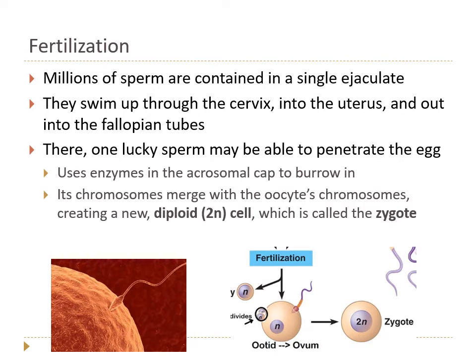Once inside, its 23 chromosomes are going to merge with the oocyte's 23 chromosomes and create this new cell, this diploid cell with 46 chromosomes called the zygote. And this is a really remarkable moment because it is the first time ever that this exact genetic combination has ever existed. It's brand new. So now we have a zygote.